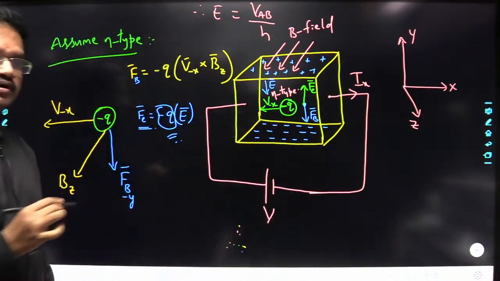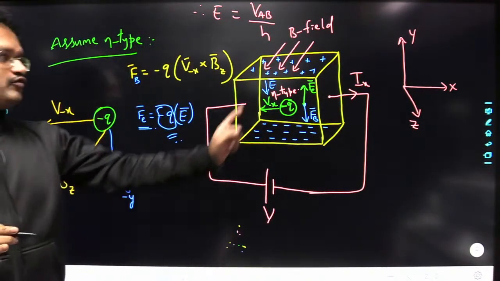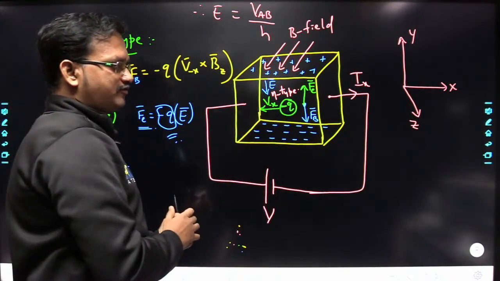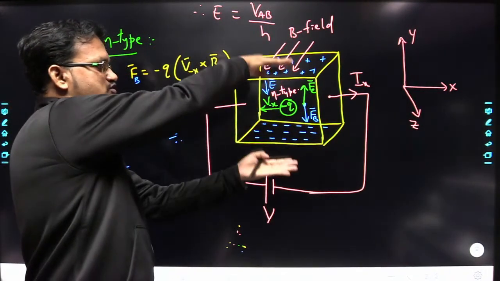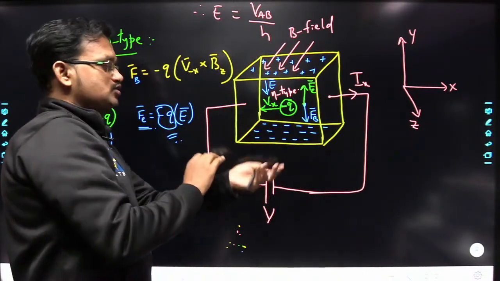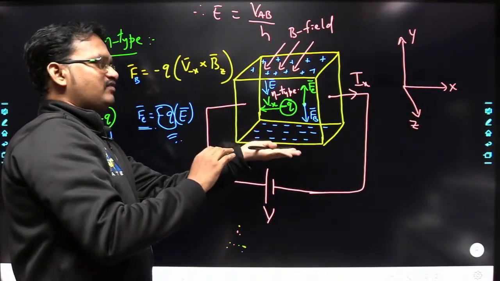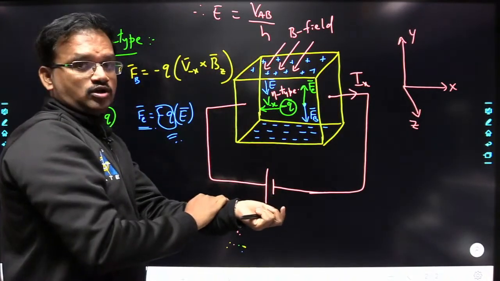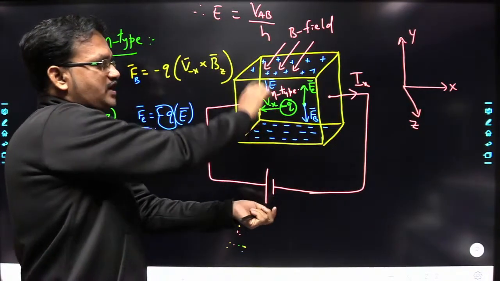Yes or no here? Okay, the electrical force is going to point in the upward direction. Initially, because of this magnetic force, there will be a separation of charge carriers in this manner. So at the bottom plate negative charge carriers accumulate, and at the top plate positive charge carriers accumulate. Because of this, an electric field develops.